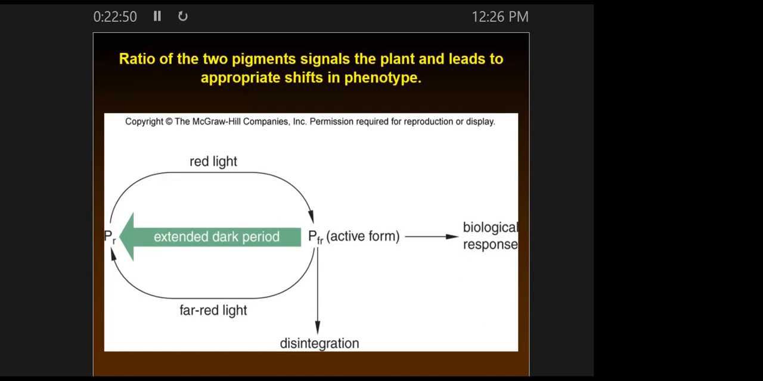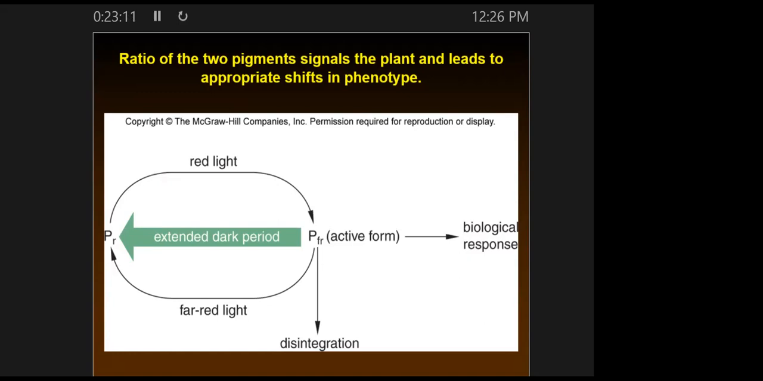So remember, the phytochromes are pigments. The little R and the FR, that's just denoting what version of the pigment you're thinking about, the one that likes red light or the one that likes far red light. So these are pigments that are capable of absorbing these different qualities of light.